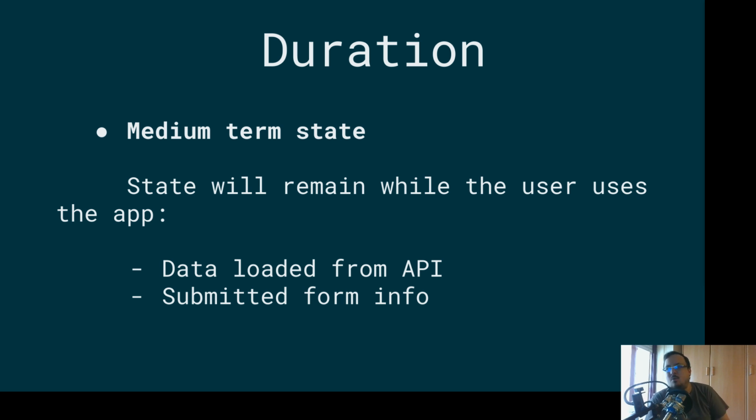It's going to be there while the user uses the app. This means, for example, while the user in a web application doesn't close the tab or doesn't refresh the application. If he refreshes, maybe you lose it. Or maybe you want to understand that you have submitted that form and not let him go back to that form. So maybe data that you load from the API.